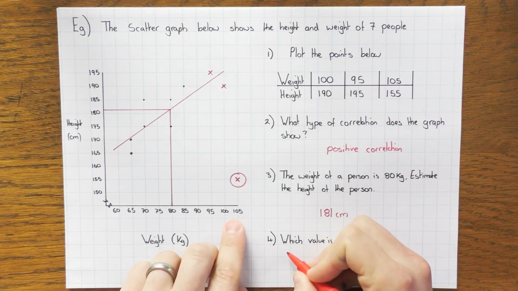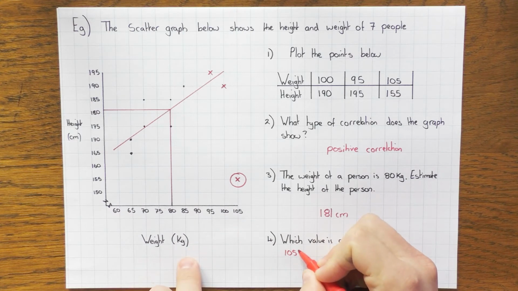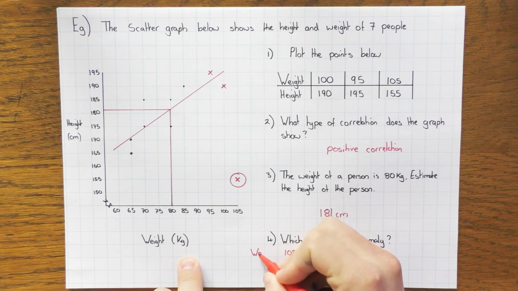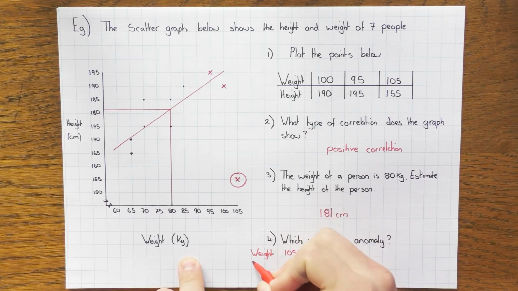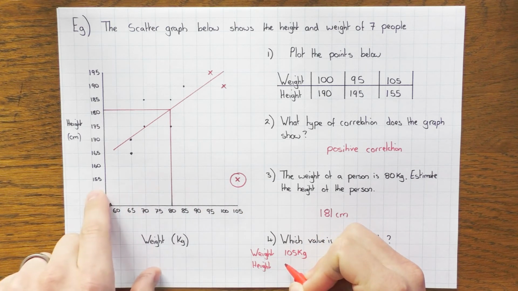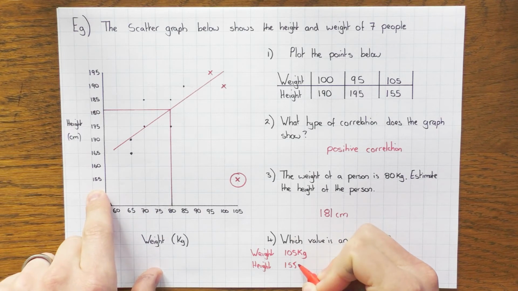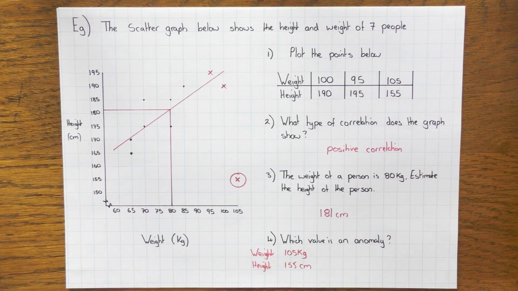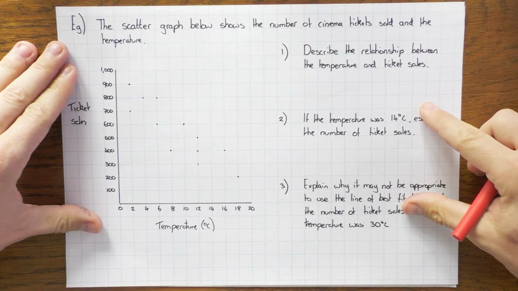So which value is an anomaly? We would say it's the 105 kilograms for the weight, and you could probably put the weight there as well. And then obviously the height, we'll just put those height values, which was 155, and that's centimetres. So they don't always ask the anomaly question, but it's always worth knowing what that means. Okay, so that's one example, and on to the last one here. It's not too much to worry about with scatter graphs, so here we go.